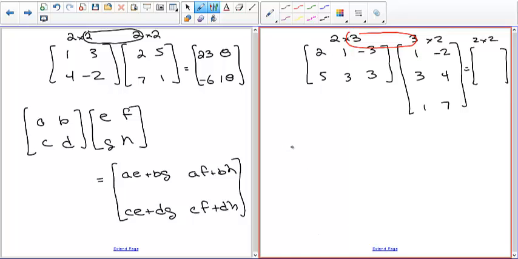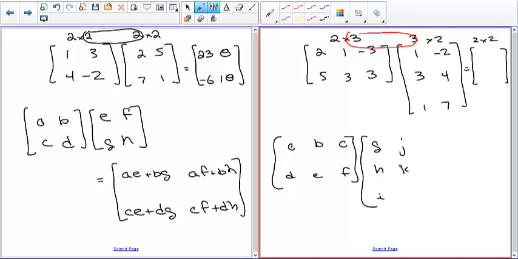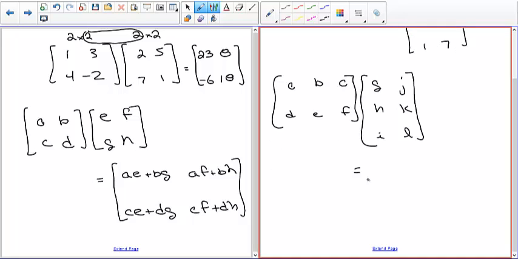Now again, I'm going to put all these letters in here: A, B, C, D, E, F, and we're going to multiply by G, H, I, J, K, L. And the resulting matrix is a 2 by 2, but I needed this big 2 by 2 because I got to put a lot of calculations. So we've got first row, first column, first row, second column, second row, first column, second row, second column.